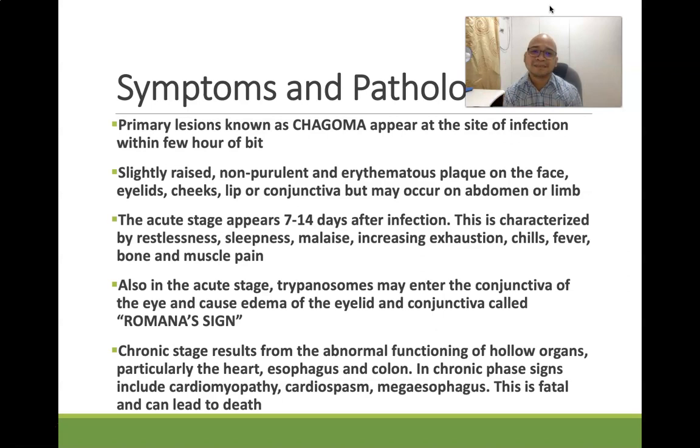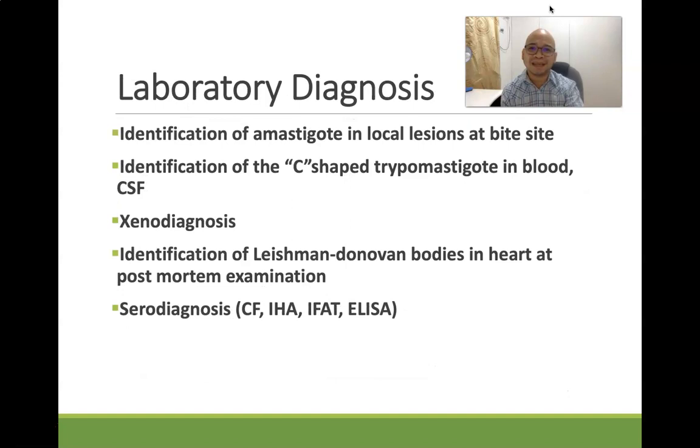The chronic stage results from abnormal functioning of hollow organs, particularly the heart, esophagus, colon. And in the chronic phase, which means a long-term infection, it may result in cardiomyopathy. So, the heart is affected, cardiospasm, megaesophagus. This is fatal and can lead to death. Okay? The African sleeping sickness.